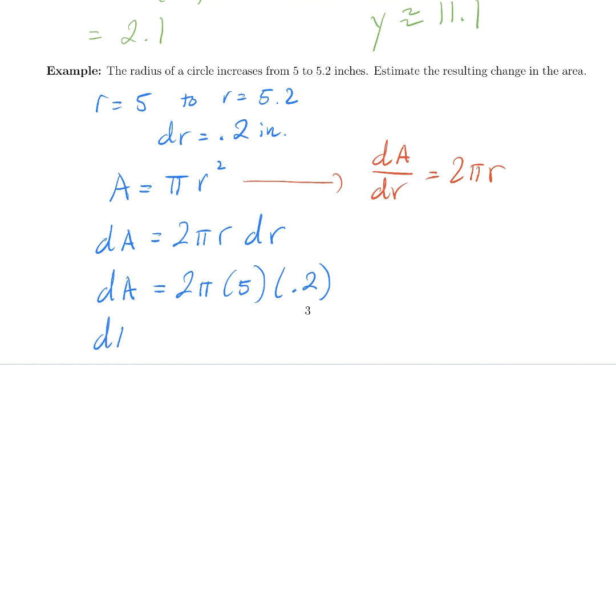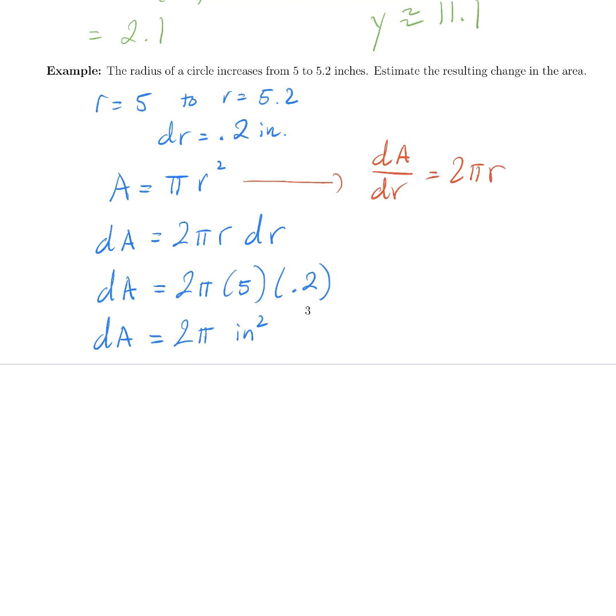And what does that equal? 10 pi times 2/10 is 2 pi. So that looks like 2 pi. And what would those units be? That would be square inches.